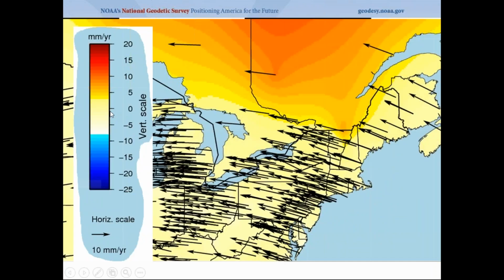Okay, so that's just a zoom in. We also have this vertical component. Okay, so you can see mostly up here in the Northeast, there's some vertical uplift. That's a direct response to, you know, 8, 10, 12,000 years ago, we still had a mile of ice on top of us. So you take that ice off and the Earth's crust is still rebounding. So what we're seeing here is isostatic adjustment.